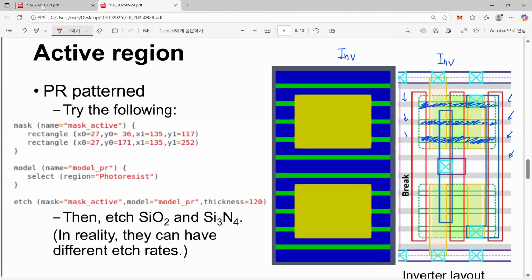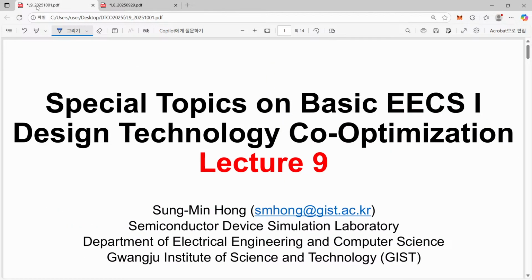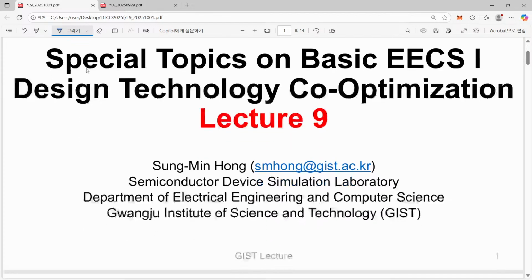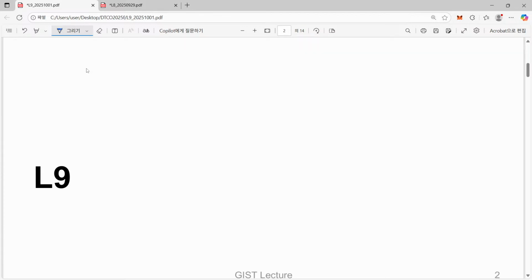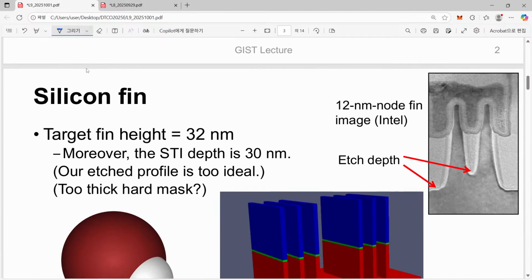Okay, so now let's go to our main lecture, lecture 9. Today we will finish the fin formation. After that we will move to the next part, like dummy gate formation. If you have any questions, please interrupt me anytime. So okay, now let's go to our lecture.